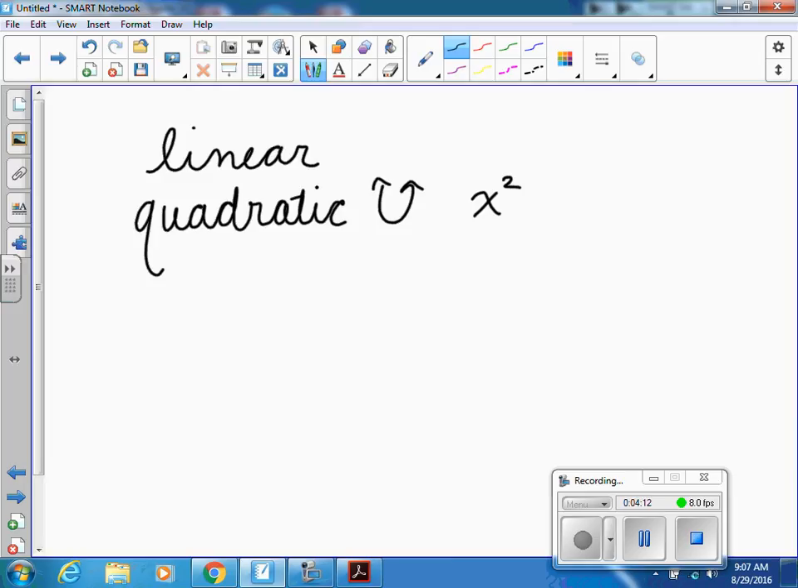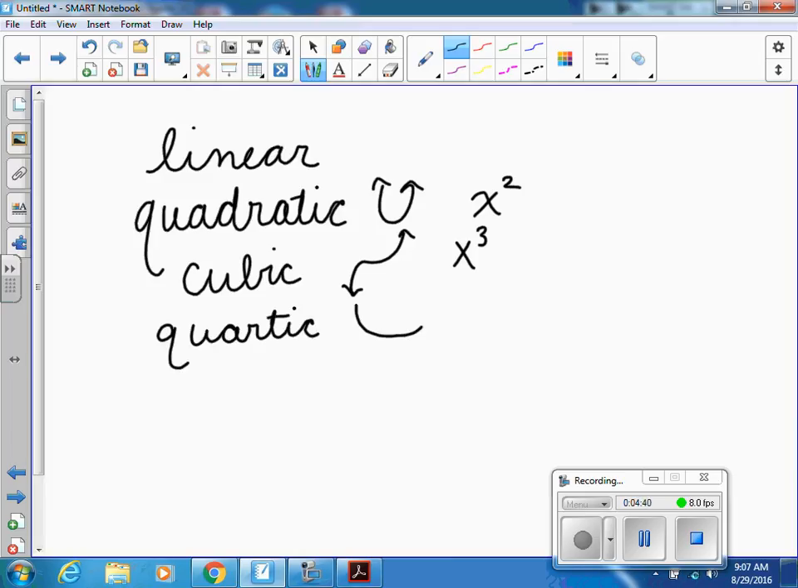X squared. Does anybody remember what one more is called? Like if I had one more power to that x? It's a cubic. It looks something like this. That's what it looks like. Okay. Like that. It's cubic. One more would be quartic. And it's just a fatter U. Alright, and then from there on we don't really name them. We say it's 5th degree, 6th degree, whatever.